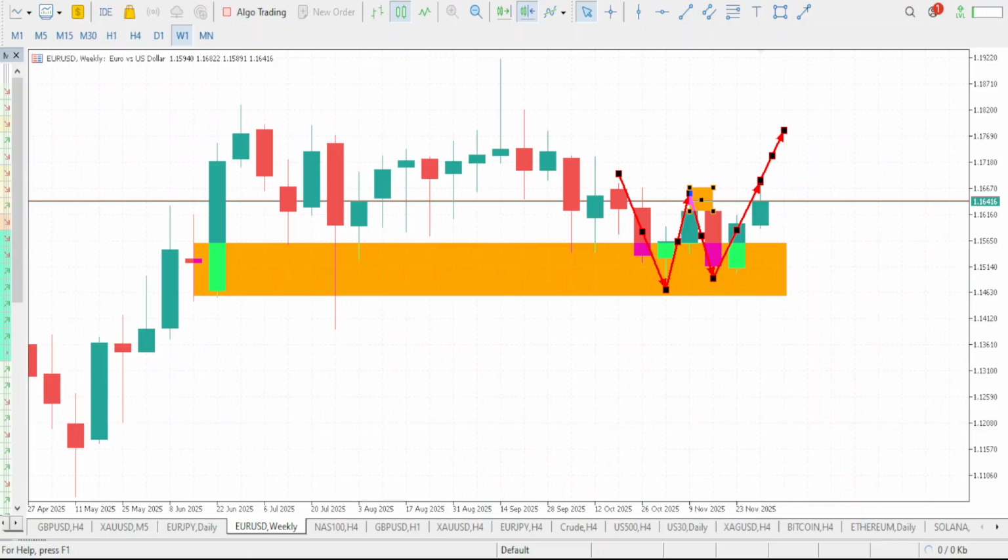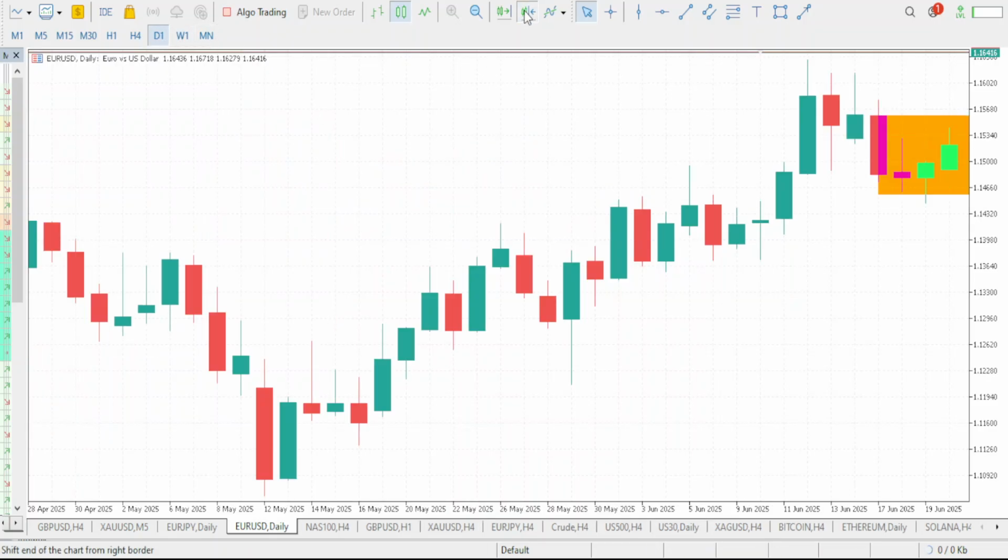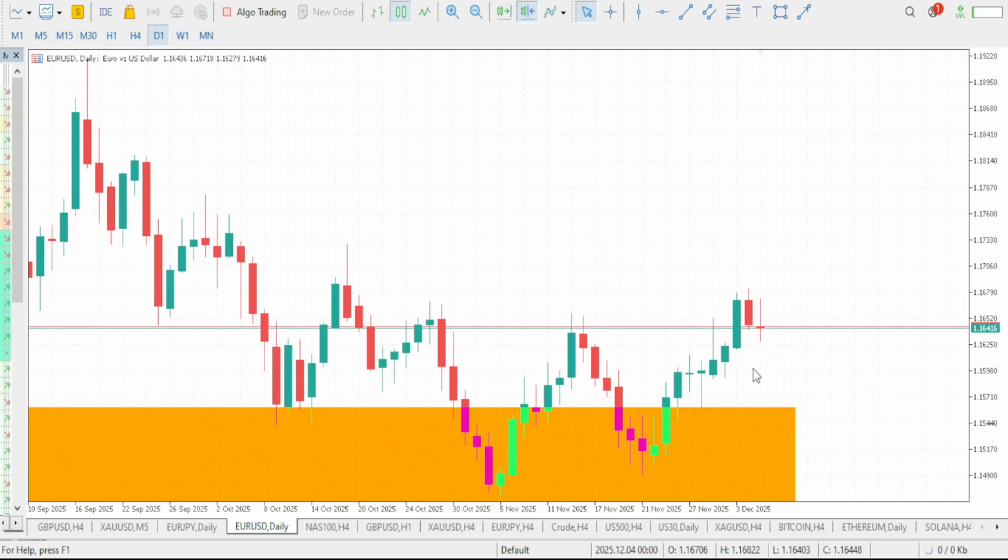Remember, the monthly time frame says we are on a bullish move. The weekly time frame is also saying that we are going bullish. Remember, the position traders will make use of the monthly time frame, while the swing traders will make use of the weekly time frame. Now let's see what the daily time frame is actually showing us.